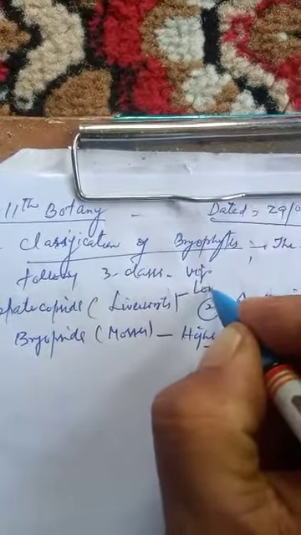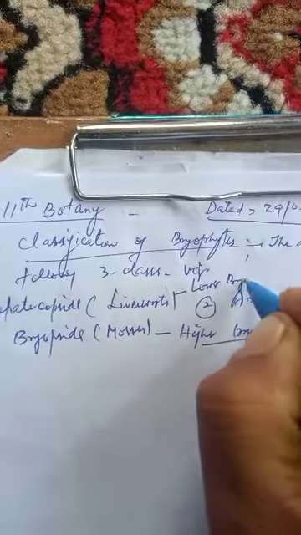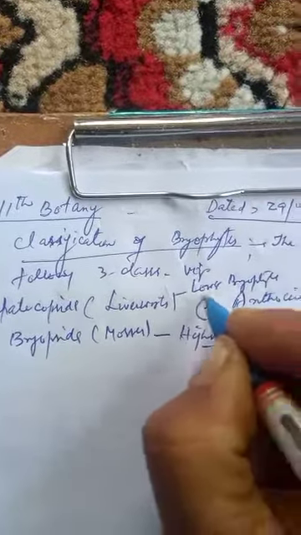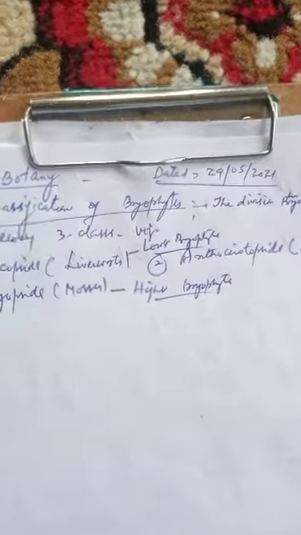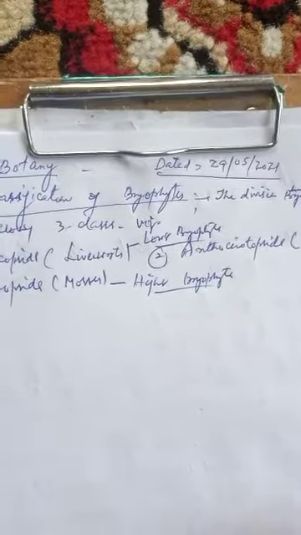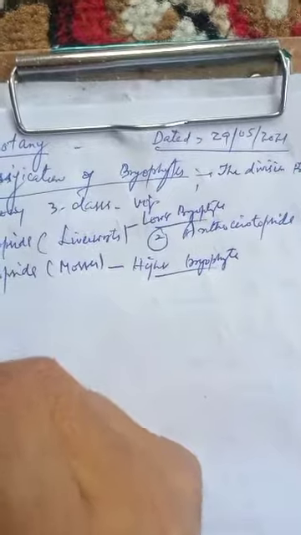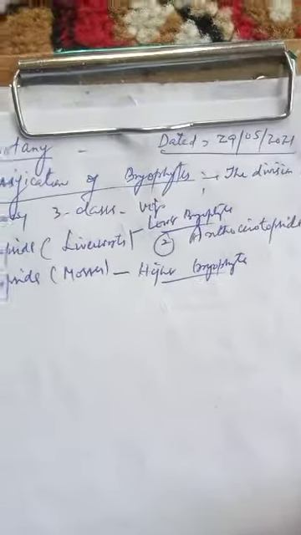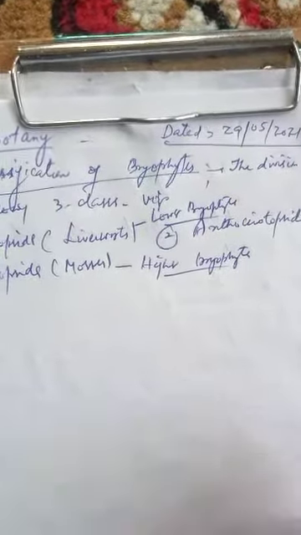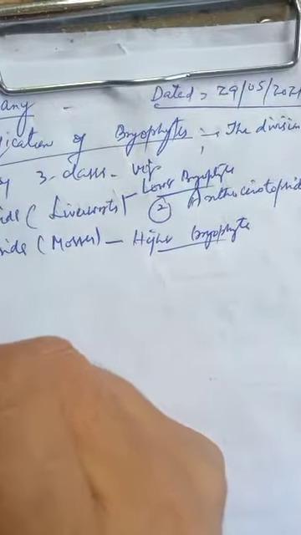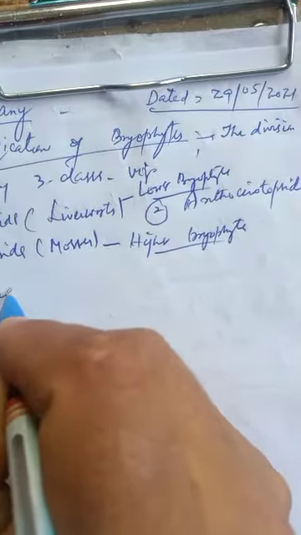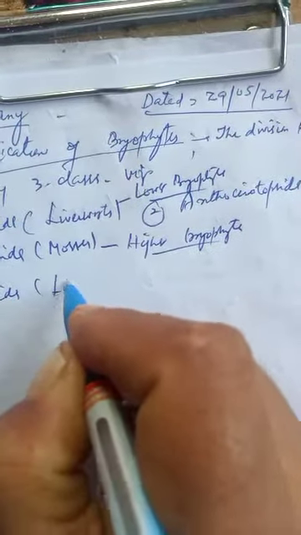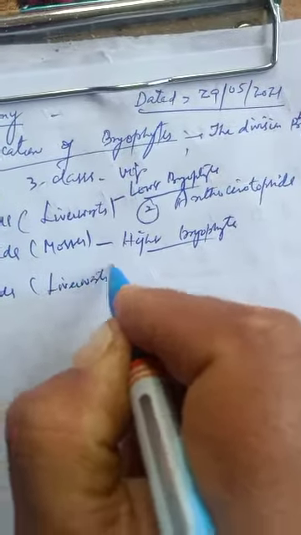Liverworts are the lower bryophytes and mosses, Bryopsida, are the higher bryophytes. Now let us take in detail the first class, that is Hepaticopsida or liverworts.